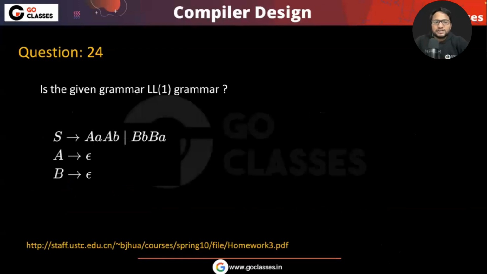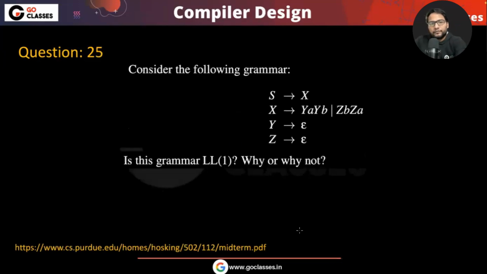Okay. Let's just see this question. Is the given grammar LL1? See here, you need to check only for this. So this and this. So what is the first of this? Since this is nullable, it will go to A, it will go to B. Is this LL1? Tell me. Yes, right? Yes, because it will go to A, it will go to B. So that's why yes. Okay.